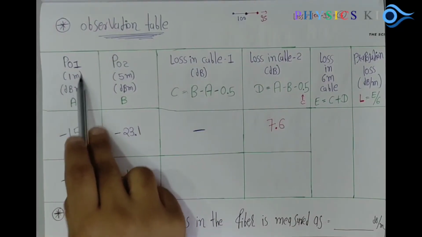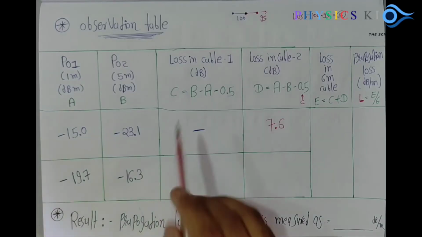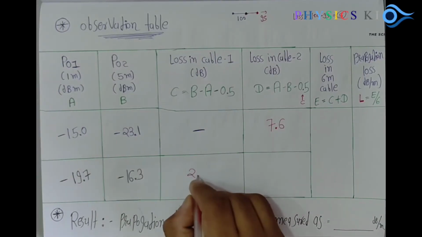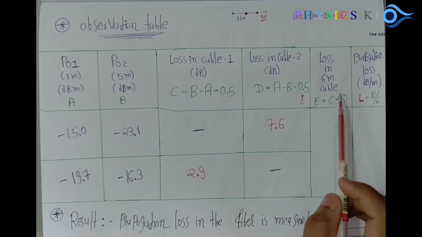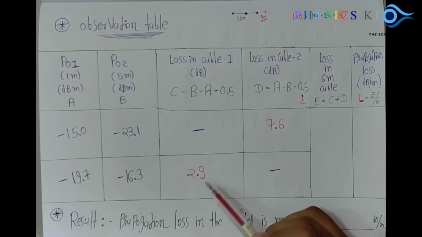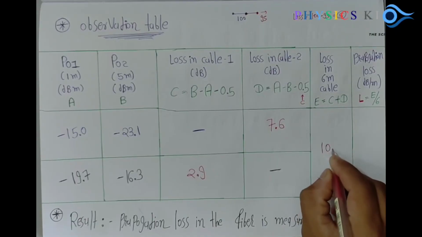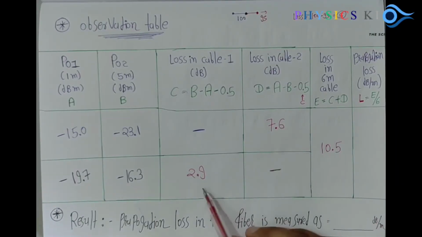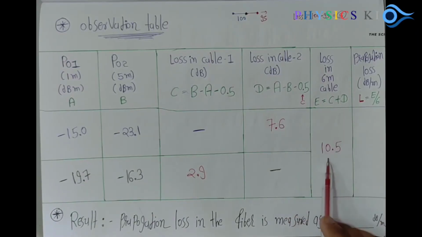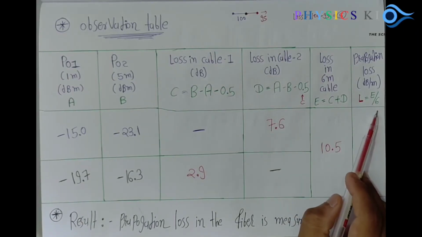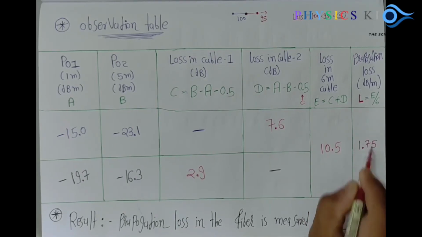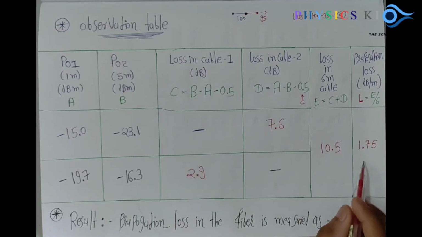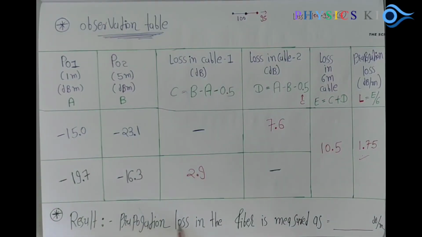So how can we calculate the loss in cable 1? Simple, B minus A minus 0.5. So I got 2.9, and here is a dash. So loss in 6-meter, what does it mean? Loss in 1-meter plus loss in 5-meter cable. So just add both values. I got 10.5, so it is the loss in 6-meter, and after that I want to calculate loss per meter, so just divide it by 6 because it is 6-meter loss. So I got 1.75, and that is considered the propagation loss or loss per meter.